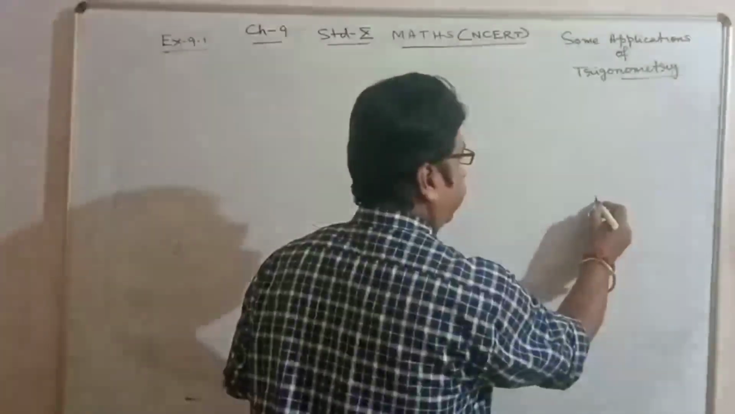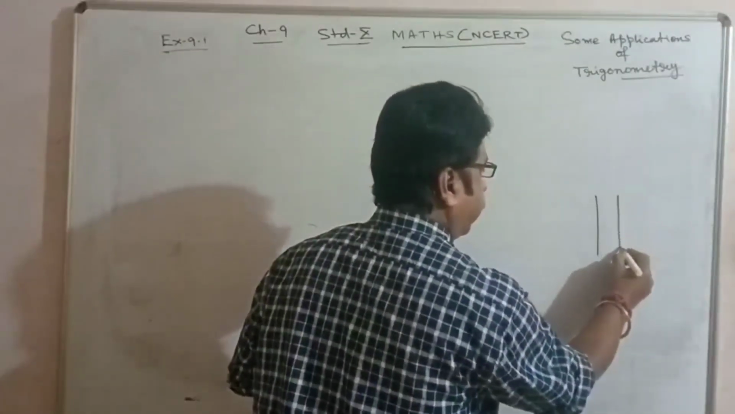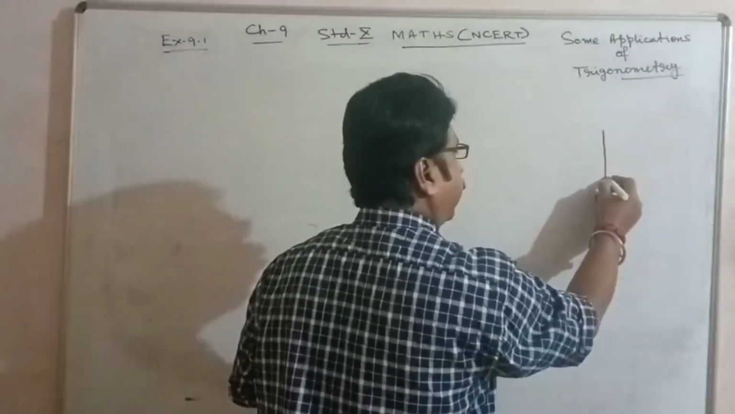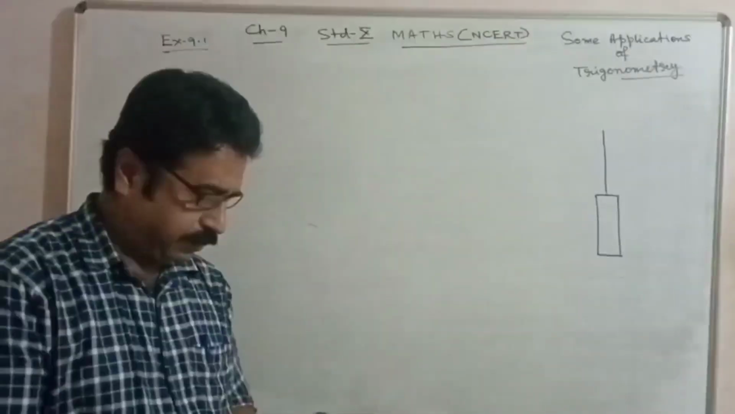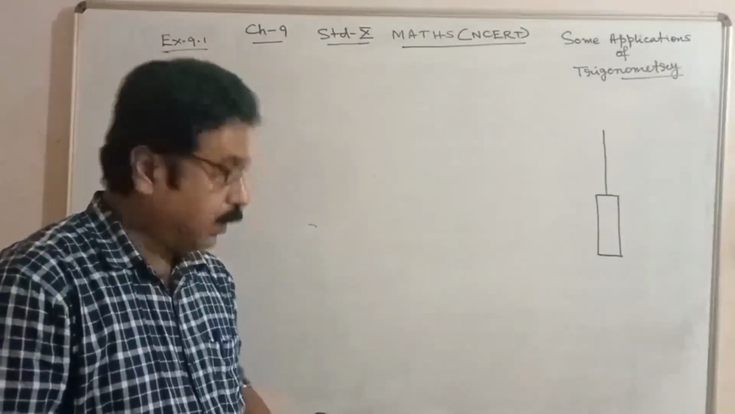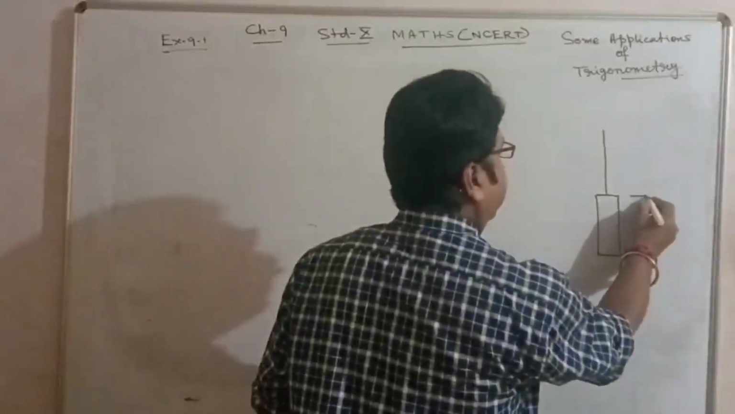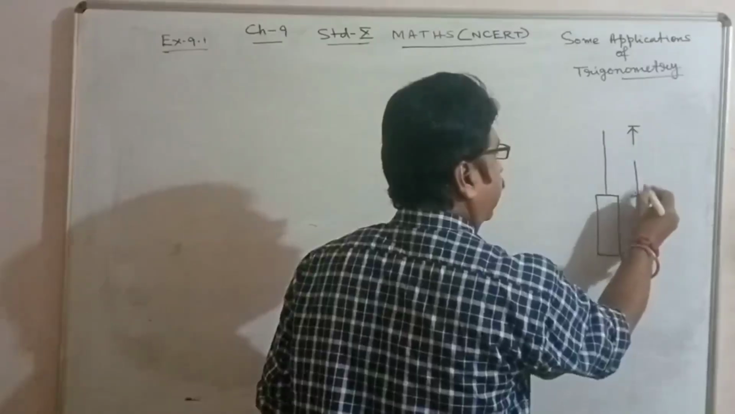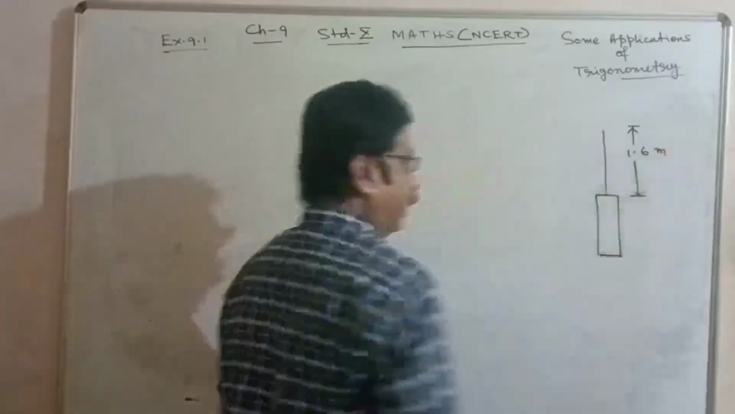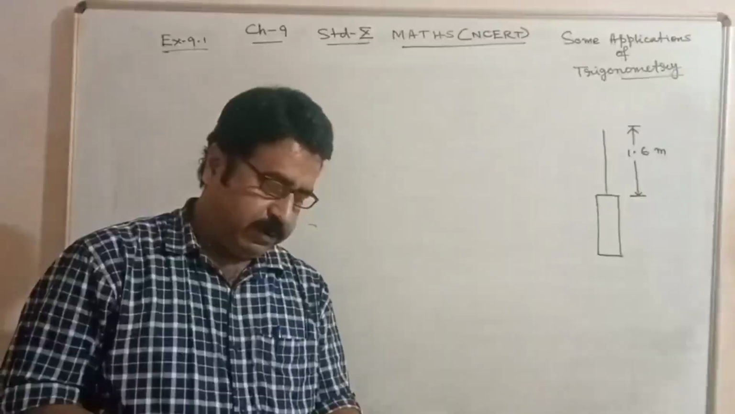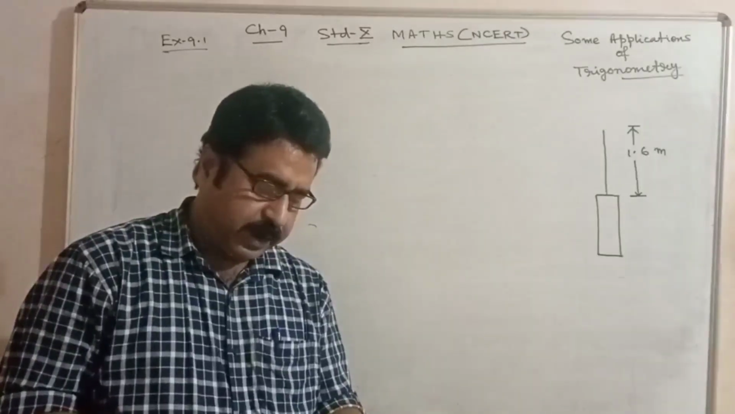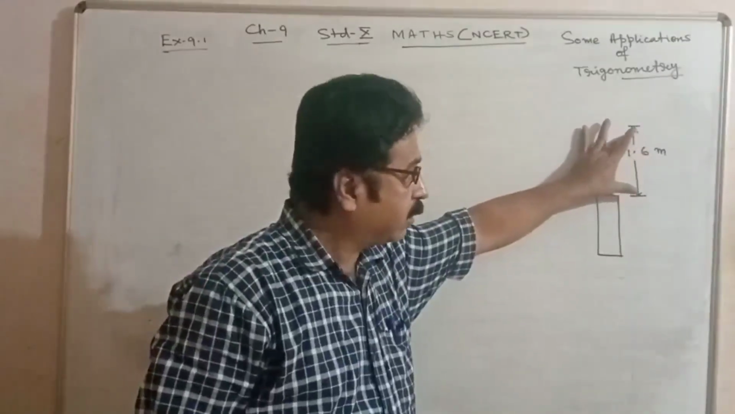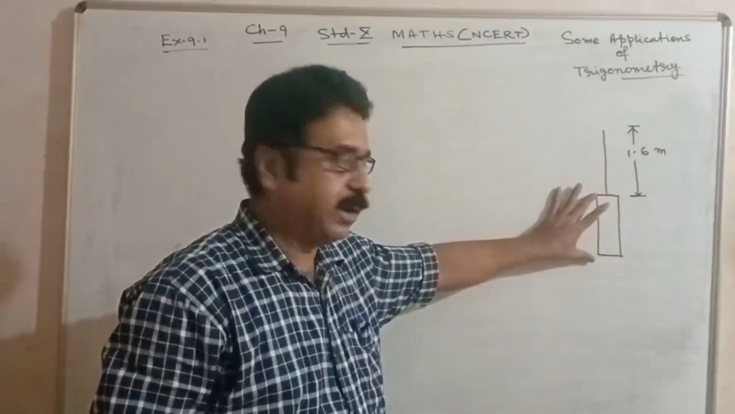Suppose this is the pedestal, and this is the statue. It is given the height of the statue is 1.6 meter. A statue 1.6 meter tall stands on the top of a pedestal. That means this is the statue, 1.6 meter tall, standing on the pedestal.